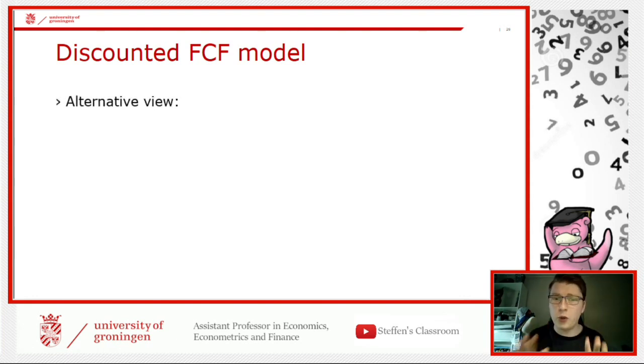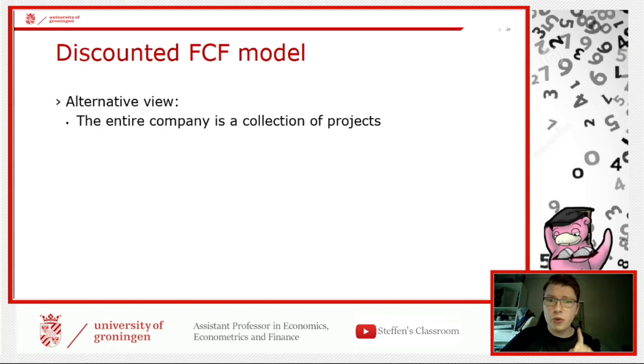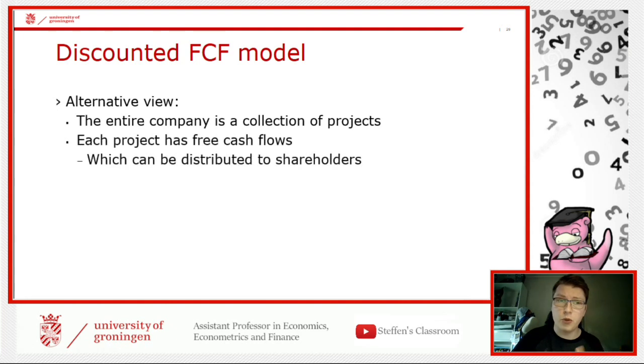This is a different view of things. In the last hour of the lecture, we looked at the dividend discount model, the same way as we would do with a perpetuity or with a bond. But we can also use what we learned last week about these free cash flows. We could look at the company as just a collection of different projects. A company produces different things, and each of them could be a project. And each of these projects has a free cash flow attached to it.